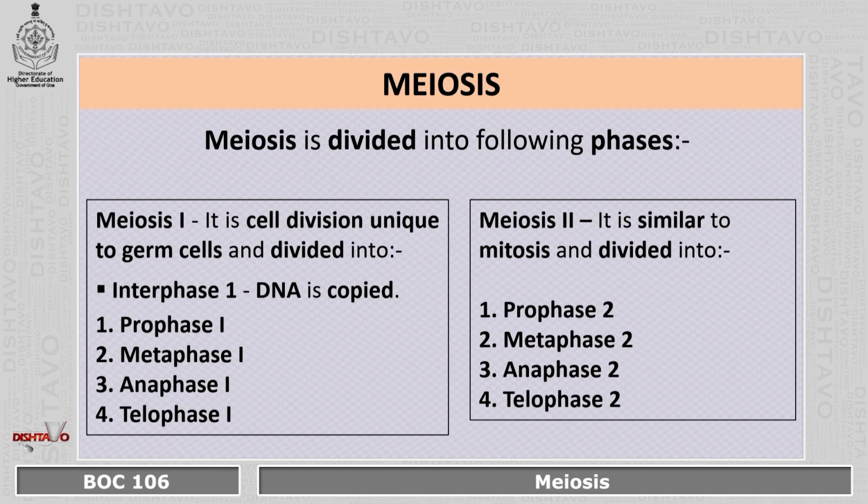Meiosis is divided into the following phases. Meiosis 1, it is cell division unique to germ cells and divided into interphase 1, where the DNA is copied, prophase 1, metaphase 1, anaphase 1, and telophase 1. Meiosis 2 is similar to mitosis and divided into prophase 2, metaphase 2, anaphase 2, telophase 2.